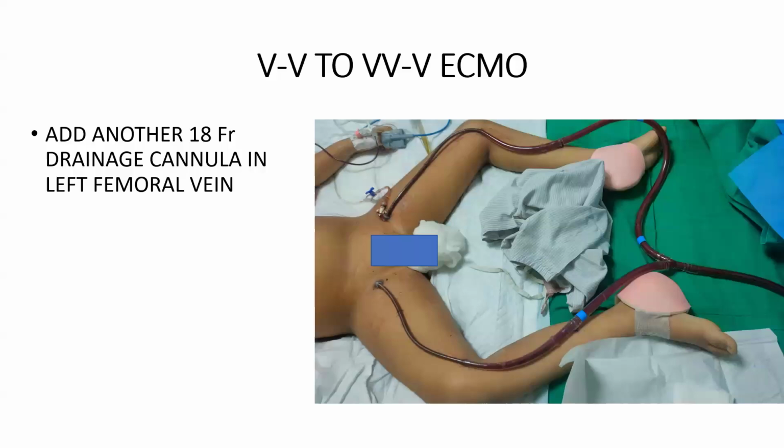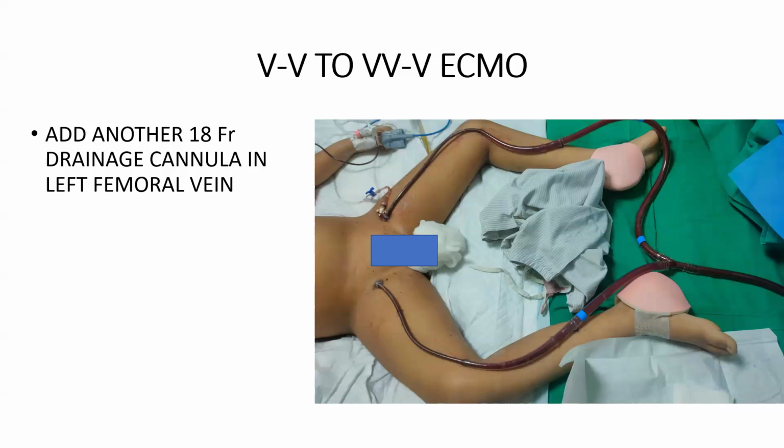Always remember, you have to put a second drainage cannula. The pre-pump pressure was minus 15, and we had good flow, and the urine color also improved.